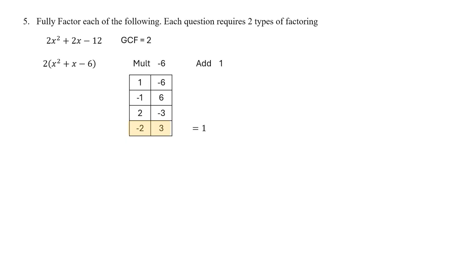So our factored form will be (x minus 2)(x plus 3), but we can't forget our greatest common factor of 2. So we need to add that from this step up here so that we've got a correct answer. So we'll take that 2, we'll put it in front of the (x minus 2)(x plus 3) for our correct answer.